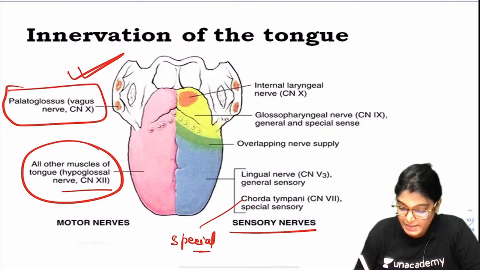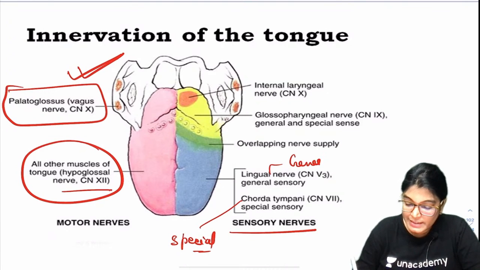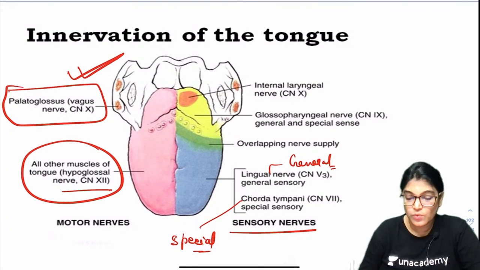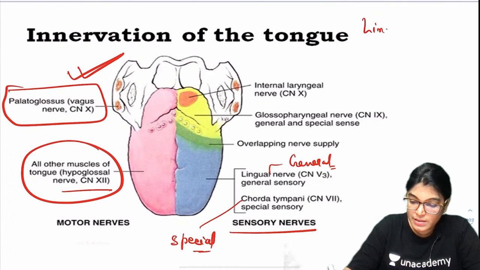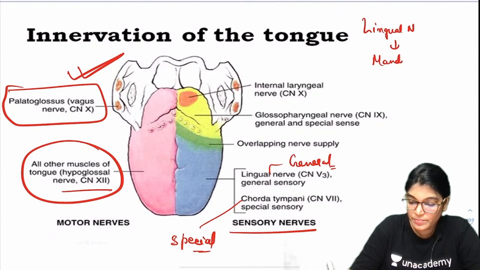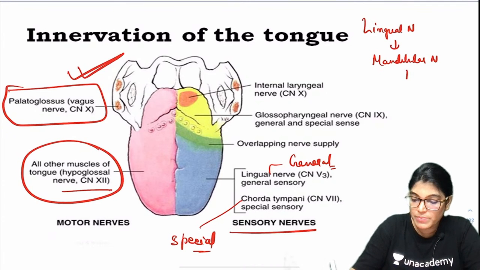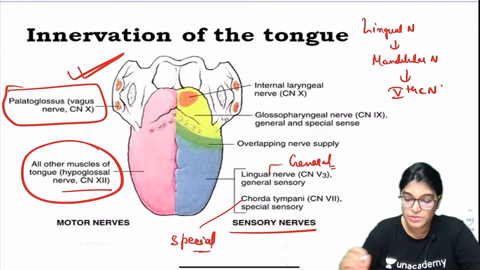And general sensation, not the taste, it is lingual nerve, branch of mandibular nerve, branch of trigeminal nerve. So lingual nerve is a branch of mandibular nerve, and mandibular nerve is a branch of trigeminal nerve, that is fifth cranial nerve. So this is the correct answer.